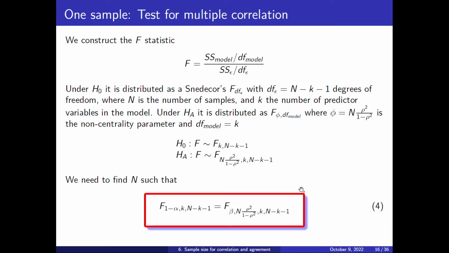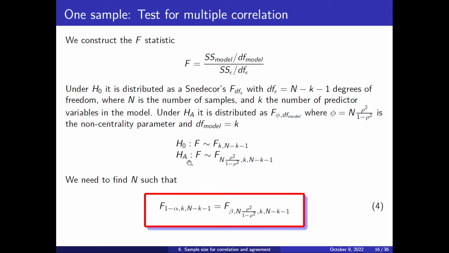Okay, so again, you need a statistic that you know how it is distributed. In this case, the statistic is F. F is defined as this: the sum of squares of the model divided by the number of degrees of freedom of the model. The number of degrees of freedom of the model is the number of predictor variables in the model. So if you have 3 predictors, you will have k equals 3. And then divided by the sum of squares of the residuals divided by the degrees of freedom of the residuals, that is the number of samples minus k minus 1.